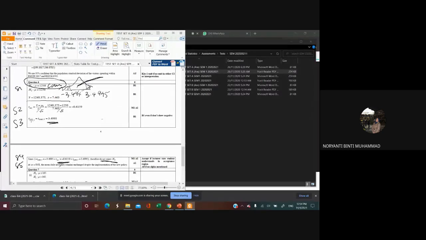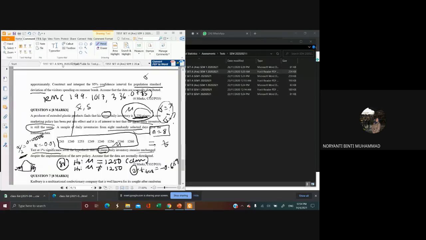Okay. So, conclusion, step number 5. At alpha 0.01, the mean daily inventory remain unchanged despite the implementation of the new policies. So, you ambil je balik ni. Okay, ataupun sebenarnya ambil balik dalam ayat dia lah. Tapi alpha kena mention, okay, berapa? Alpha 0.01, the mean daily inventory remain unchanged despite the implementation of the new policy. Ambil je ayat dekat soalan balik.